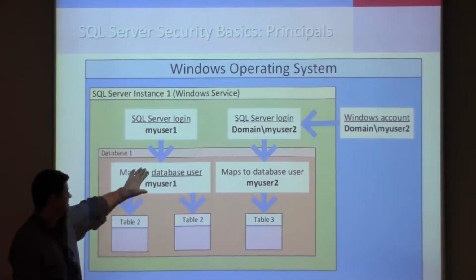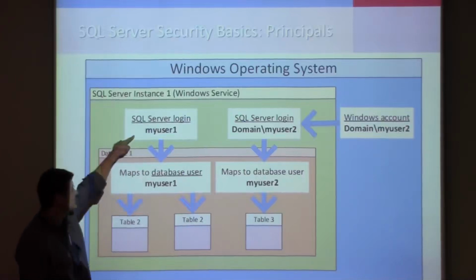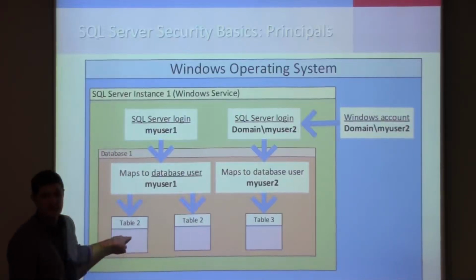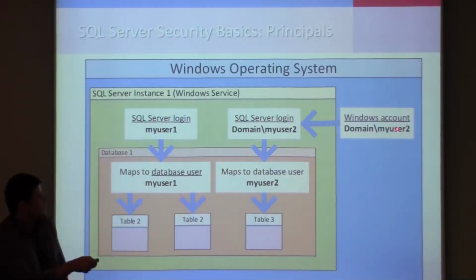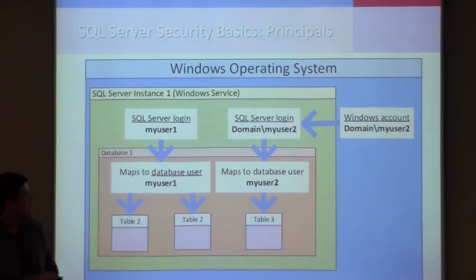There's a database user that's created within the database layer, and these have to be mapped together in order for this user to access this data. And then also, as I said before, you can use Windows Server operating system accounts as well, either on the domain or locally. Those are then mapped to a login internally, and then those are mapped to the database, same type of deal. So these are kind of important concepts when you're talking about getting access to the actual data.